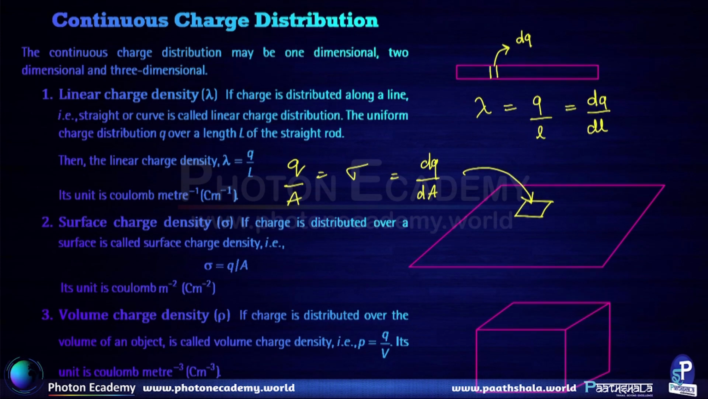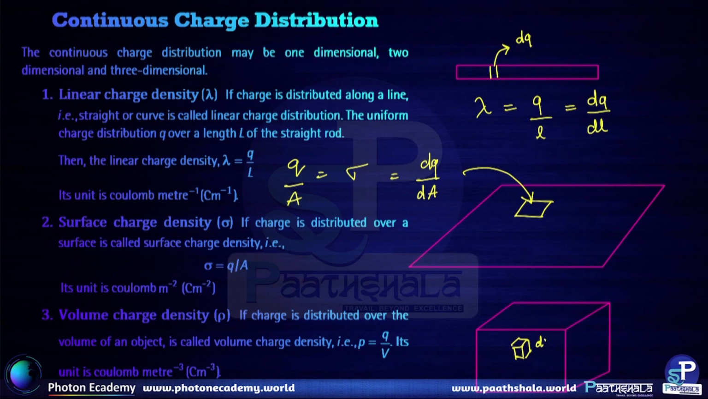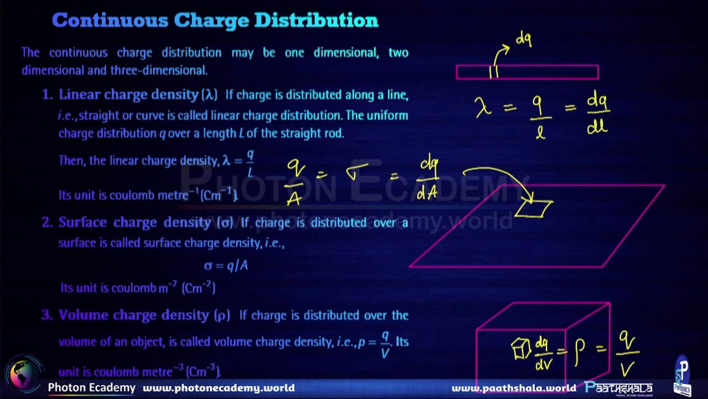Similarly, if we have a volume in which the charge is present, then let us say this is the small charge element. This small charge element has a charge dq and the volume in which it is present is dv. So this dq by dv will be rho, the volume charge density. And this rho will also be equal to the total charge divided by the total volume.